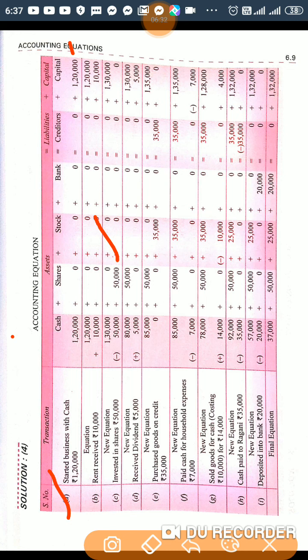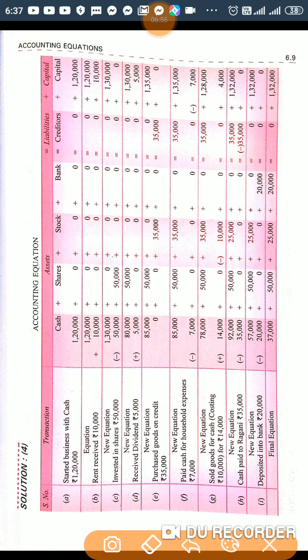Now next transaction, received dividend of 5,000. So cash is increased by 5,000. You will add to the cash 5,000, and you will add to the capital 5,000. So asset side is increased by 5,000 and liability side is also increased by 5,000. So the equation is balanced.